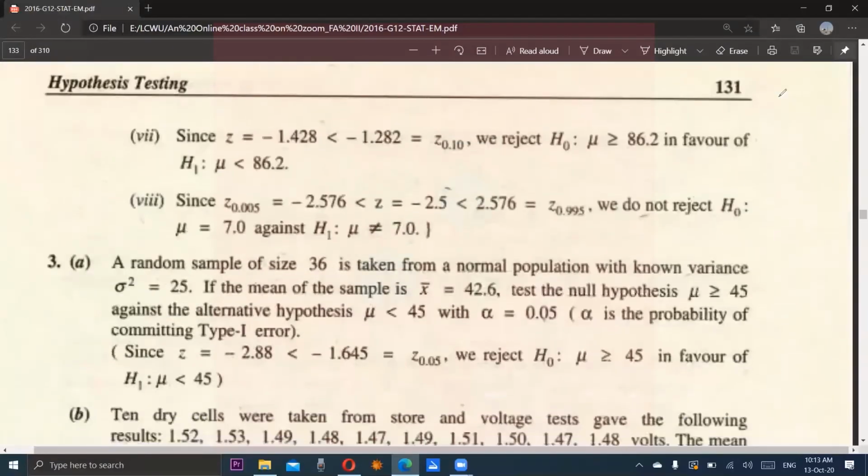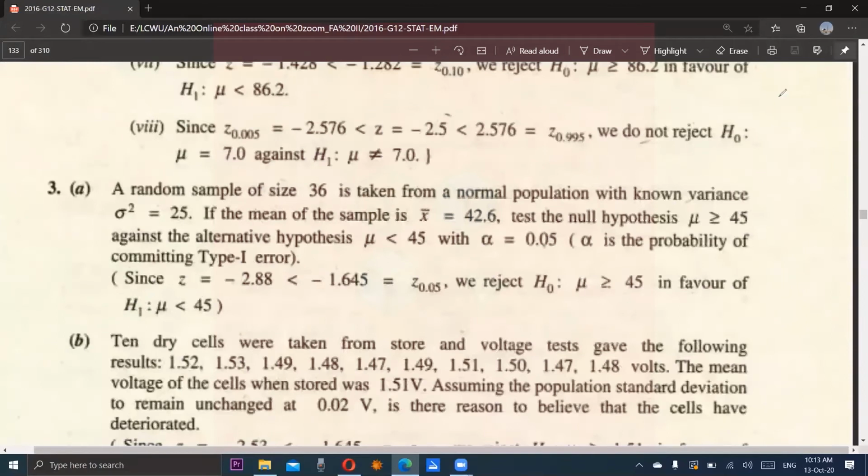Question 3a from the exercise 13.2. A random sample of size 36 is taken from a normal population. So we will highlight here the sample size. The sample size is 36 and it is taken from the normal population. So these two things are available, the sample size and the normality, with the known variance. So sigma square is given and it is stated here, 25.